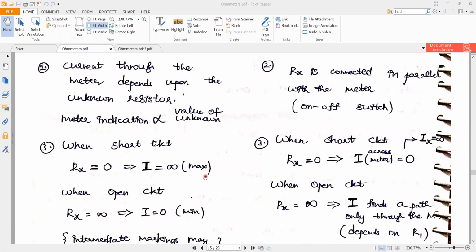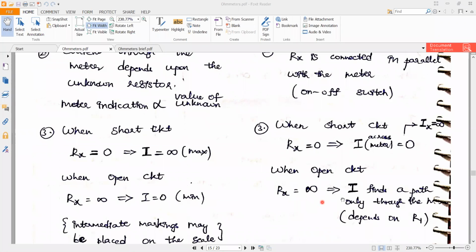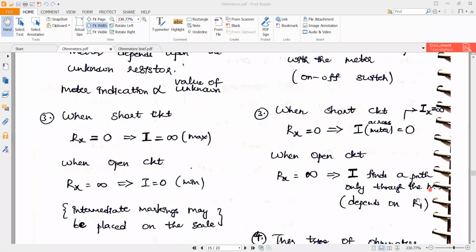That is maximum. When this acts as open, A and B terminals are short circuited, this is the case. When A and B terminals are open circuited, this is the case. Rx is equal to infinity, I is equal to 0. Whereas here, when A and B terminals are short circuited, then Rx is equal to 0, and the flow of current across the meter is also 0. And here, when open circuited, Rx is equal to infinity, then I finds a path for the full scale deflection of the meter.